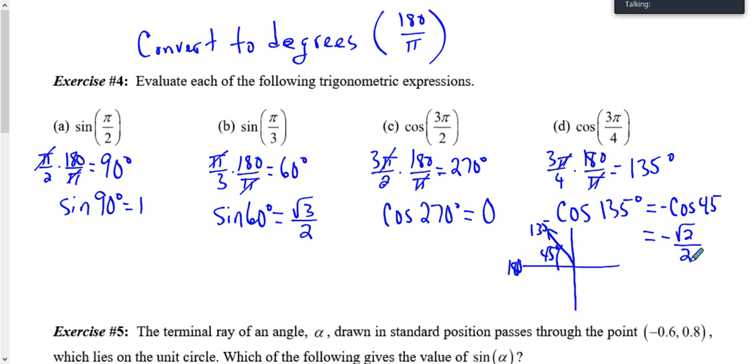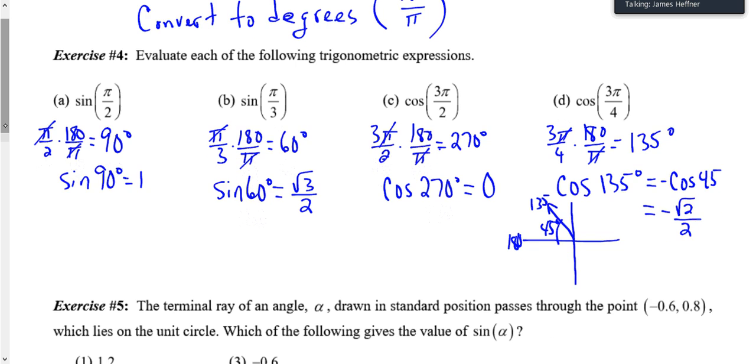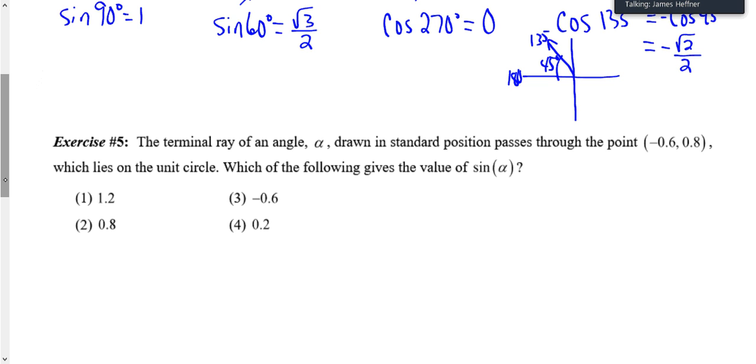Okay. All right, one more question here. The terminal ray of an angle alpha is drawn in standard position, and it passes through the point negative 0.6, 0.8 on the unit circle. Give the value of sine of alpha. Guys, remember, this is cosine, comma sine. This is really easy. What's the sine of our angle? Sine of alpha equals 0.8. See how simple that part is?